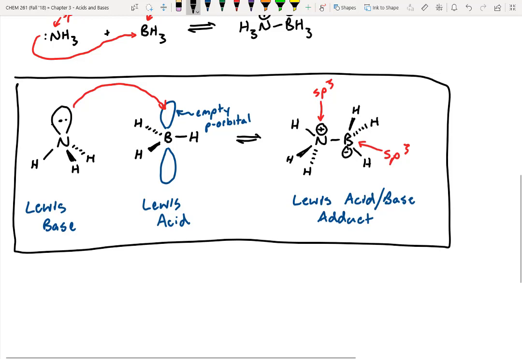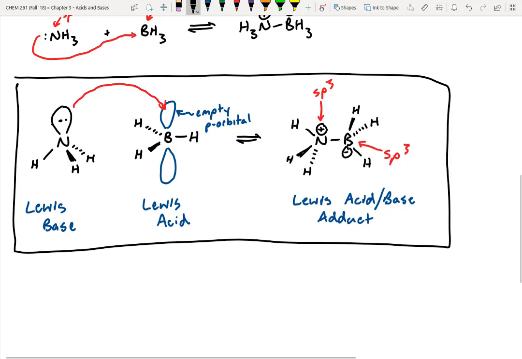Yep. Is that the same as a coordinate covalent bond? Coordinate covalent bond? I guess I would have to... Is that something you talked about in general chemistry? I would have to look that up. It's been quite a while since I've taken or taught general chemistry.